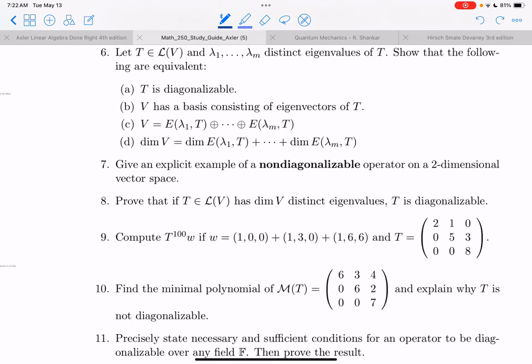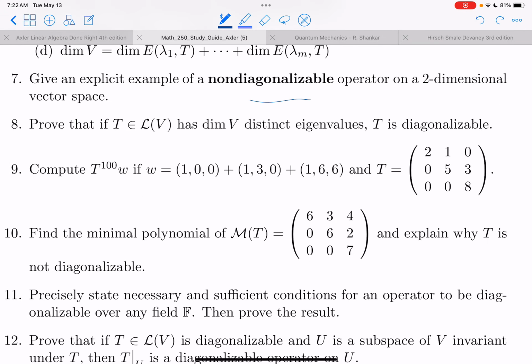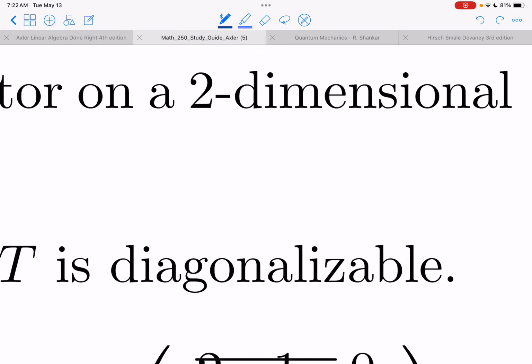So give an example of a non-diagonalizable operator. The one that I always go to, on a two-dimensional space, okay. I always just go to this one. It's not diagonalizable.